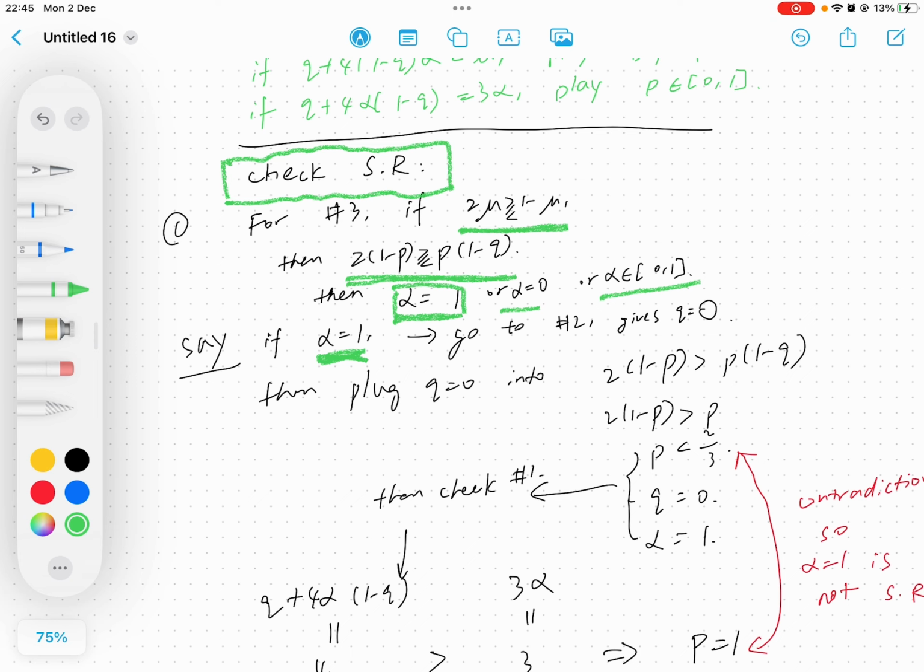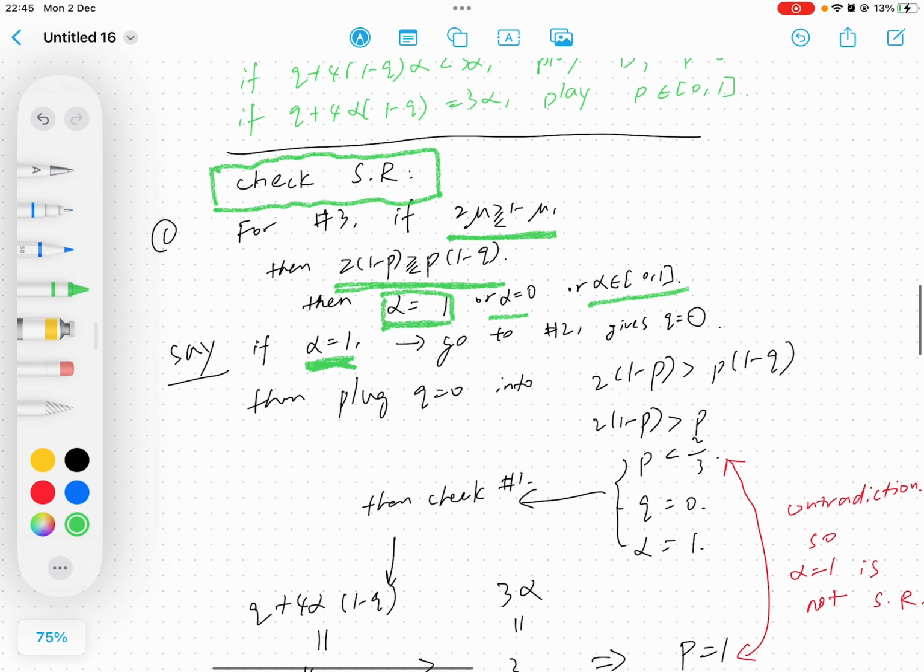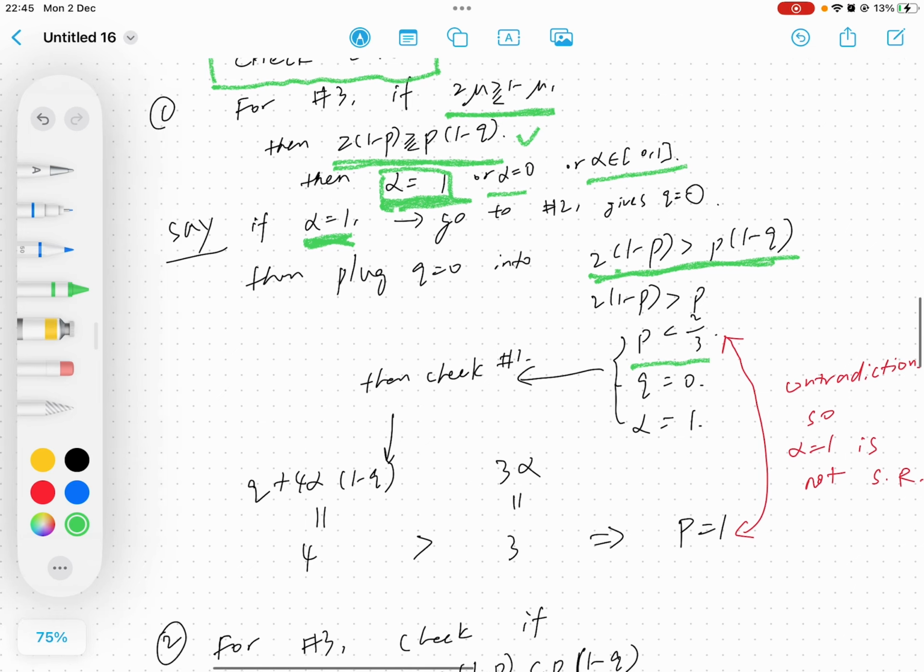Then we plug q is 0 into this relationship that we just obtained, into this inequality from this assumption, because we said that if alpha is 1, then this has to be 2, from here. So we plug that in, and we find that 2 times 1 is greater than p, then p has to be less than 2/3.